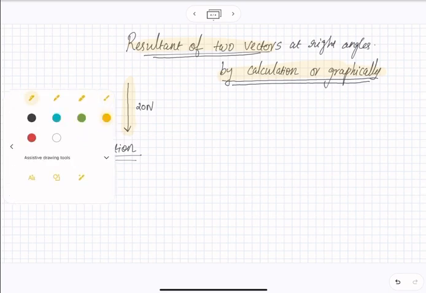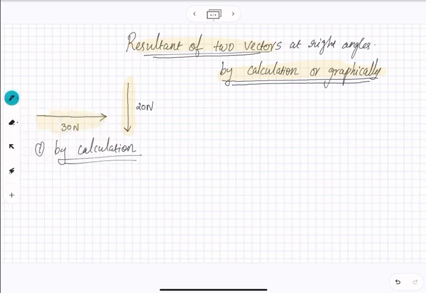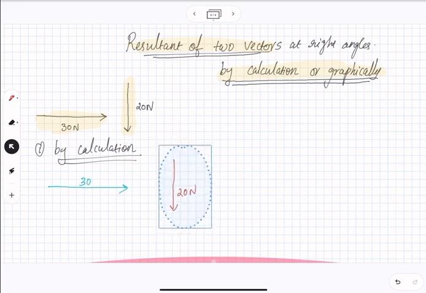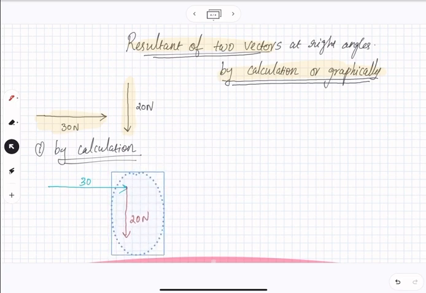So first step, we have to redraw this one. First I am going to redraw the 30 Newton force which is acting towards right. You don't have to take the exact measurements, only you should follow the direction. So you can see that is horizontally towards right. Then I have to draw the second vector, that is 20 Newton. I can see the 20 Newton force is acting downwards. So I should connect this one as a head-tail method. I should connect the second force to the head.